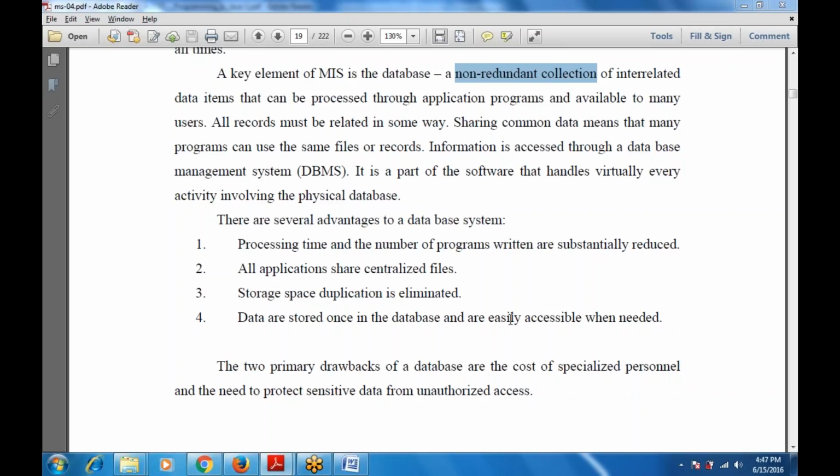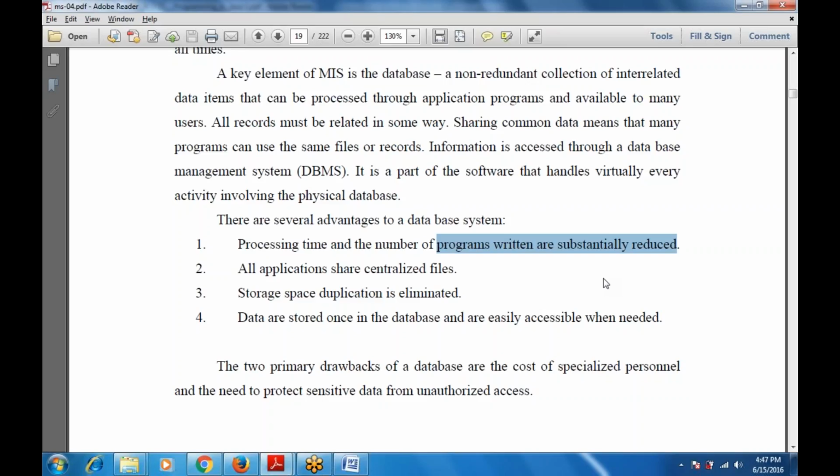So we are left with the advantages of database management systems. So what are the various advantages of database systems? First one is that processing time and the number of programs written are substantially reduced. That means the number of programs and the processing time are reduced to some extent whenever we are using the database management system. And each and every application shares the centralized files. There is only one file that can be shared by multiple users. So if there is any change, we only change the one centralized file that is shared by multiple users.